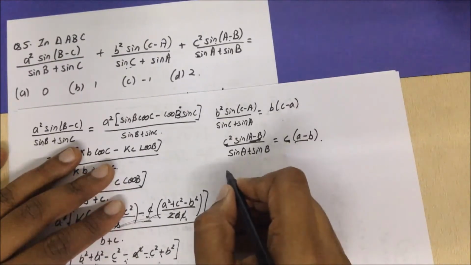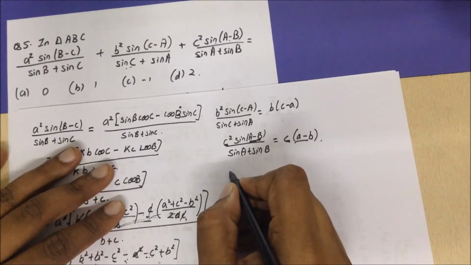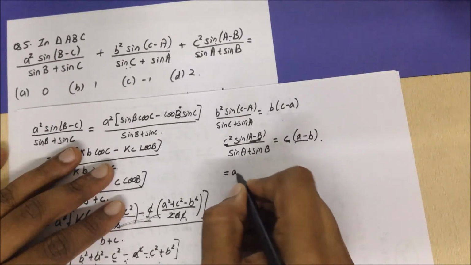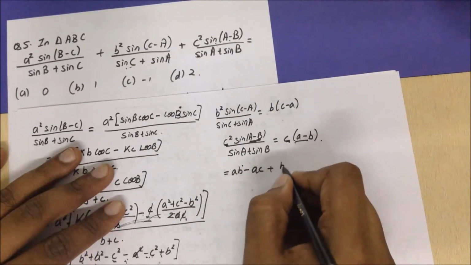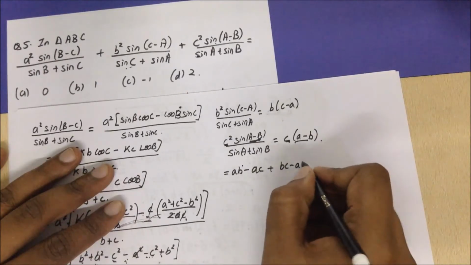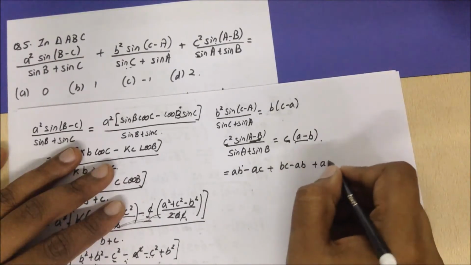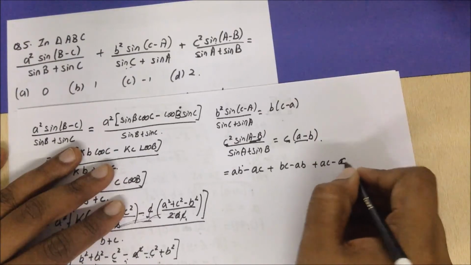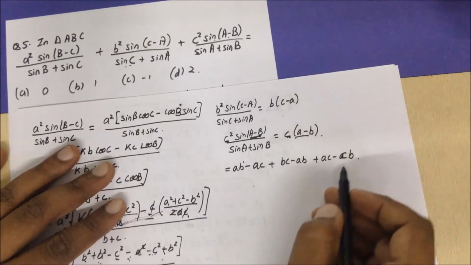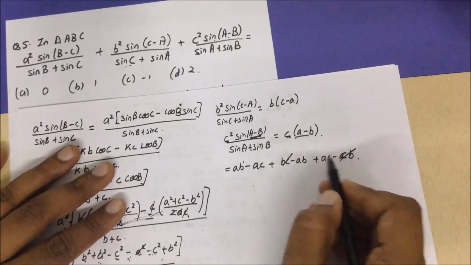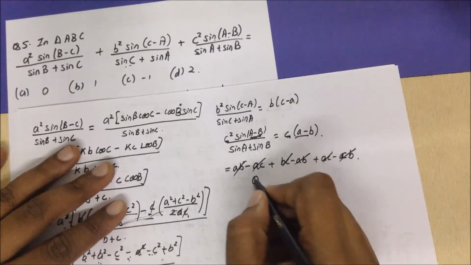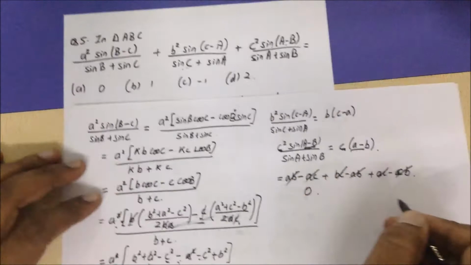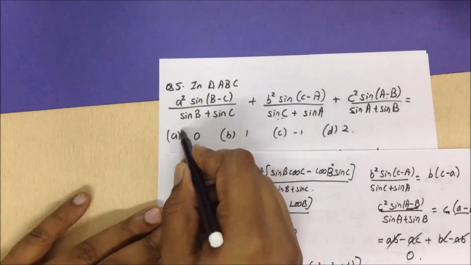So when you're adding all those terms, if you just open the bracket, it's going to be AB minus AC plus BC minus AB plus AC minus CB. So what you can see is that CB gets cancelled, AC gets cancelled, AB gets cancelled. So you're landing with only 0. So your option should be option A.